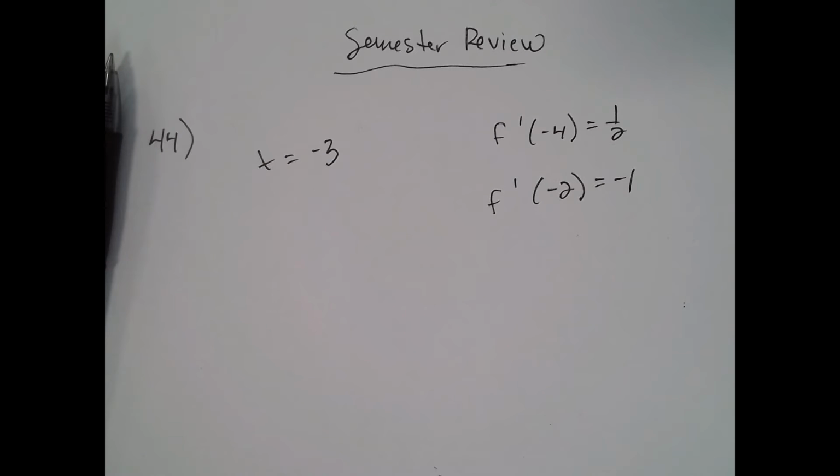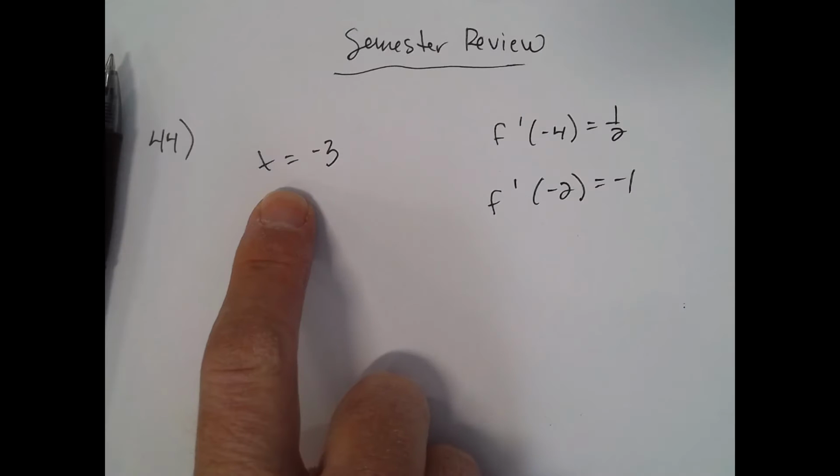Semester review number 44. A differentiable function has only one critical number, x equals -3. Identify the relative extrema of f at -3, f of -3. So we want to know if that's a min or a max.